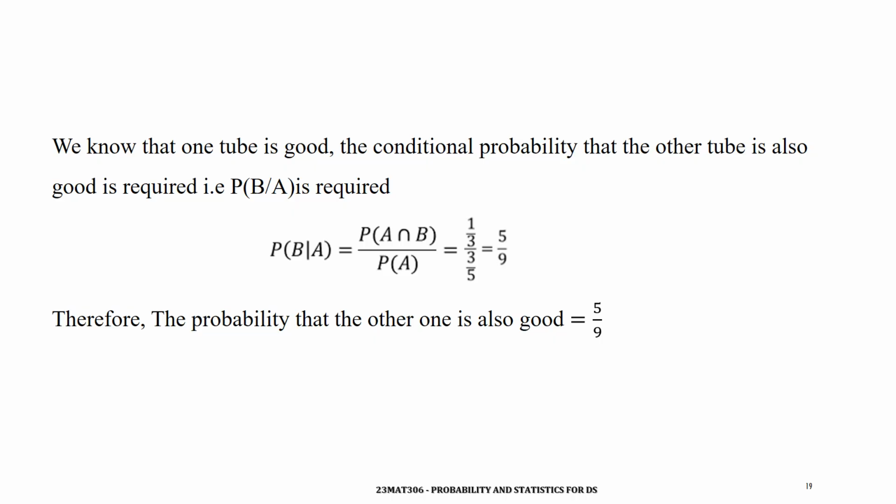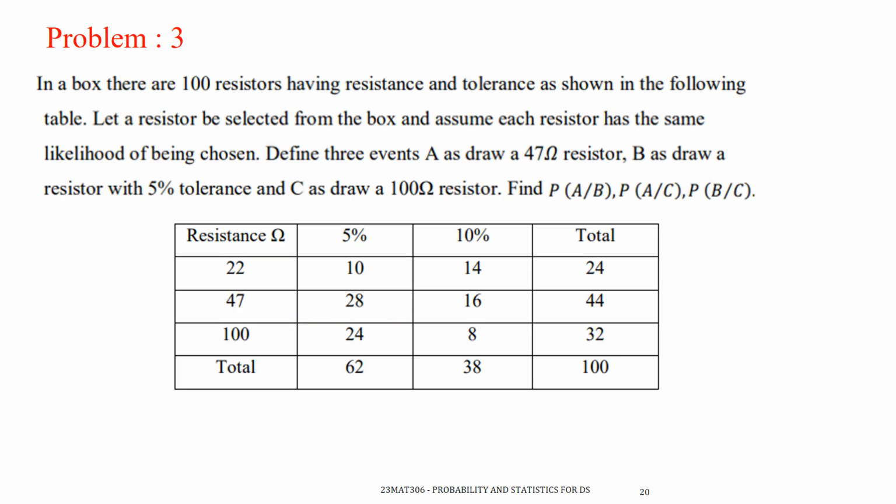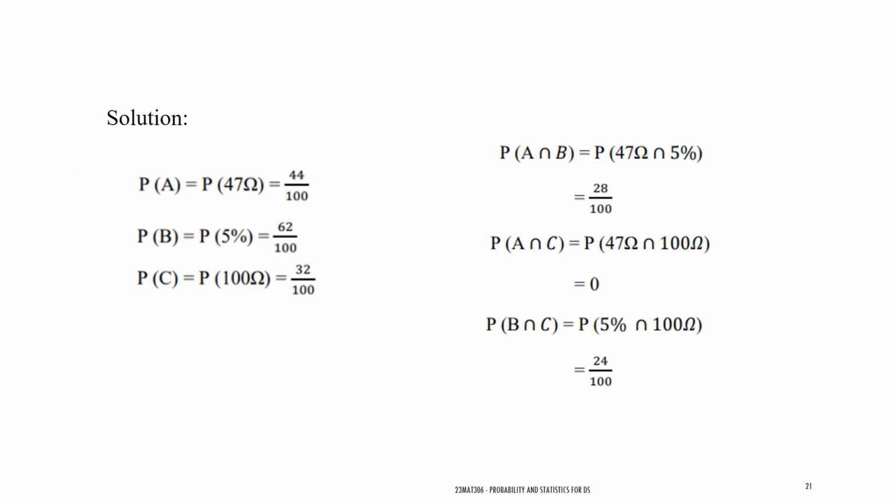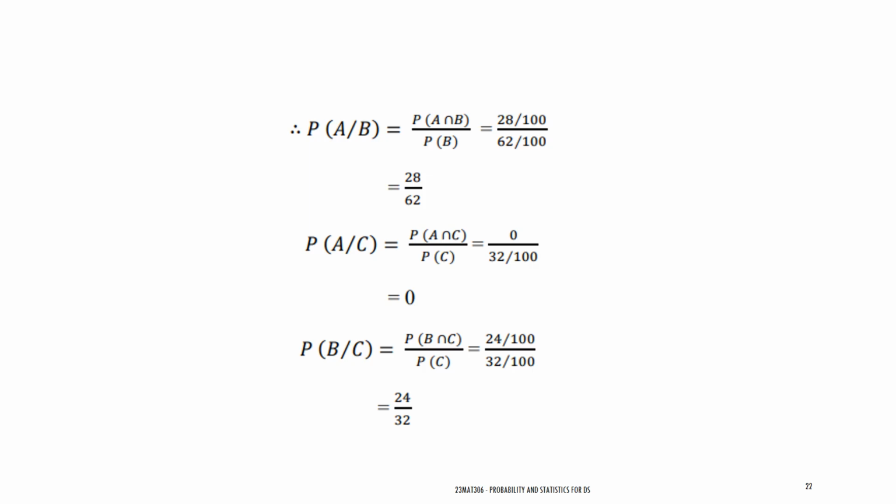That is, the probability that the other one is also good involves probability of B given A, which is equal to probability of A intersection B divided by probability of A, which is 5 by 9. We already know that one tube is good. The conditional probability that the other tube must also be good is probability of B given A. So, in the next problem also, the same conditions apply to find probability of A given B, probability of A given C and probability of B given C. The values of all these three are found out here.